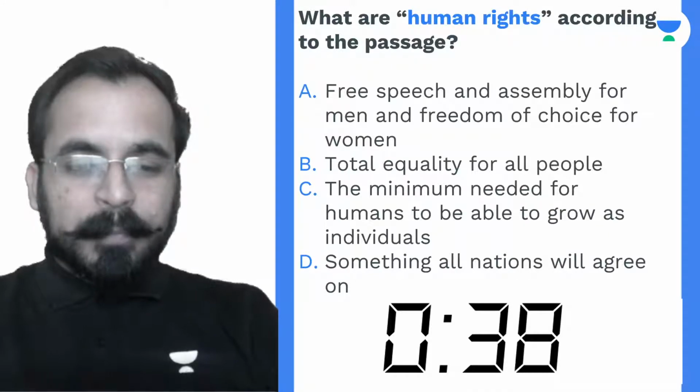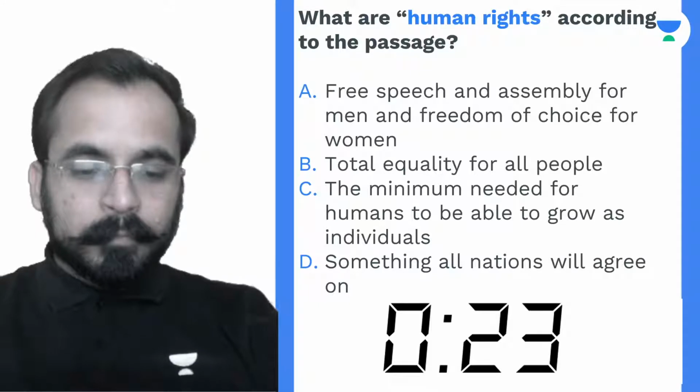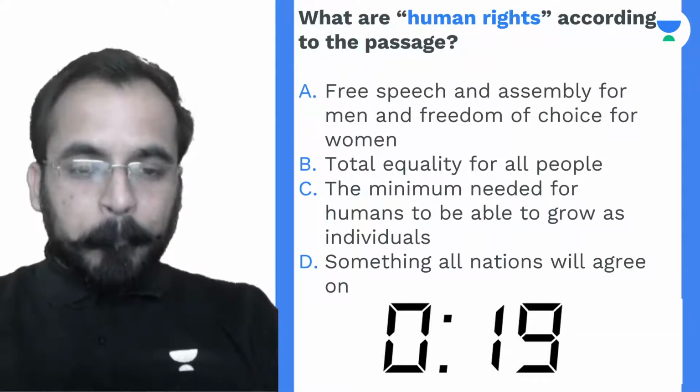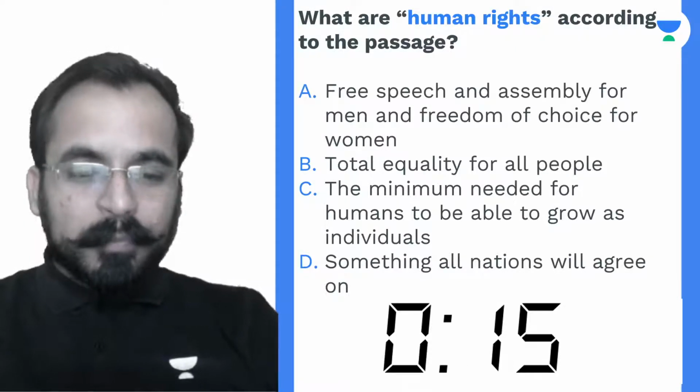Let's be quick. What are human rights according to the passage?